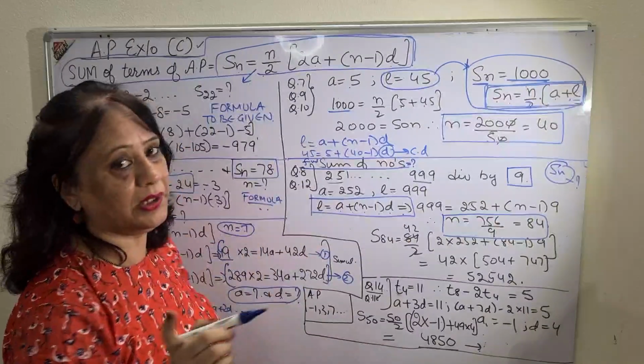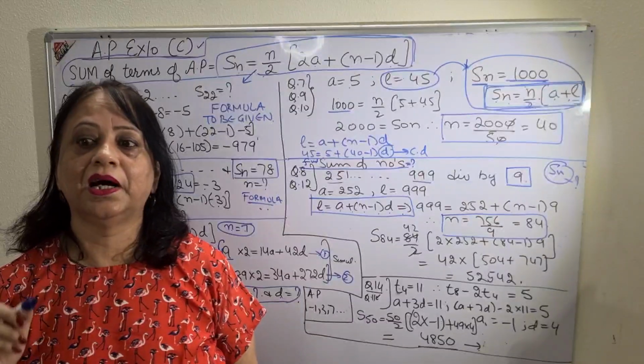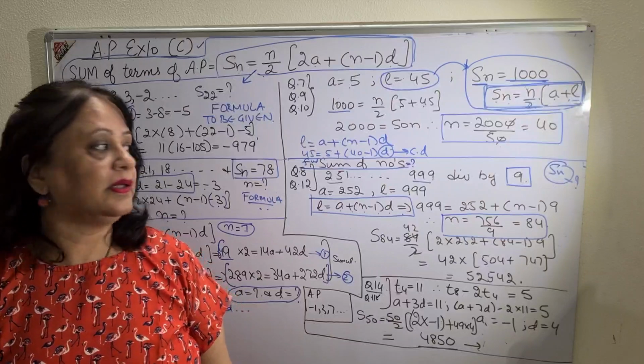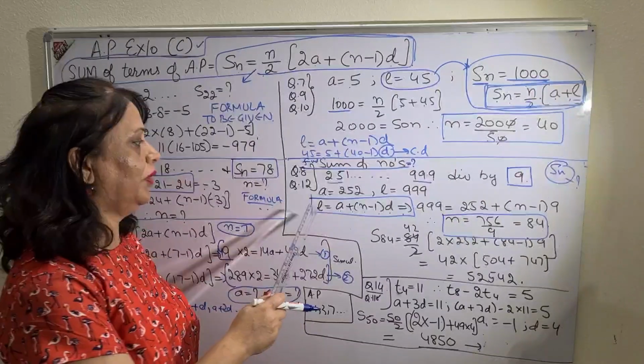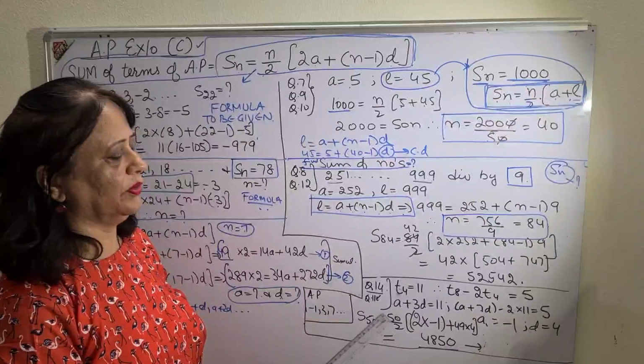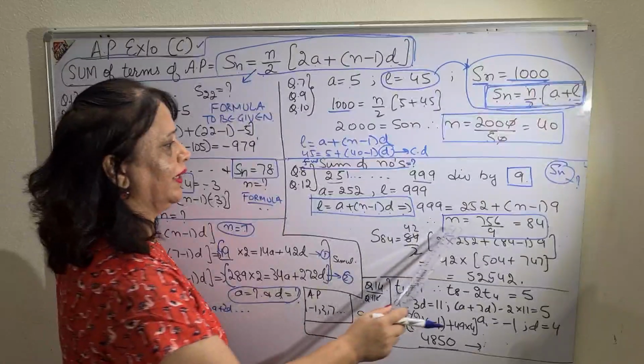And again I am telling you, this you will come to know only if you practice again and again. Then only you will come to know which formula is to be used where, and you will be more clear about it. Practice makes a man perfect, remember that. So n you got is 84.